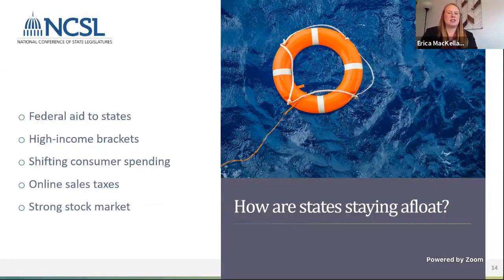We largely didn't see consumers quit spending as sectors shut down. We saw them shift a lot to online purchases, purchasing of home goods. I think everybody's redoing their house right now, that type of thing. So those online sales taxes and that shifting consumer spending definitely helped states. And then lastly, the stock market has stayed largely strong. So all of this has combined to keep state revenues afloat during the pandemic.